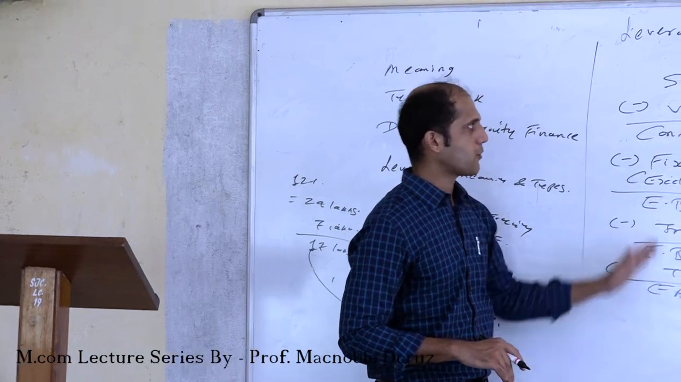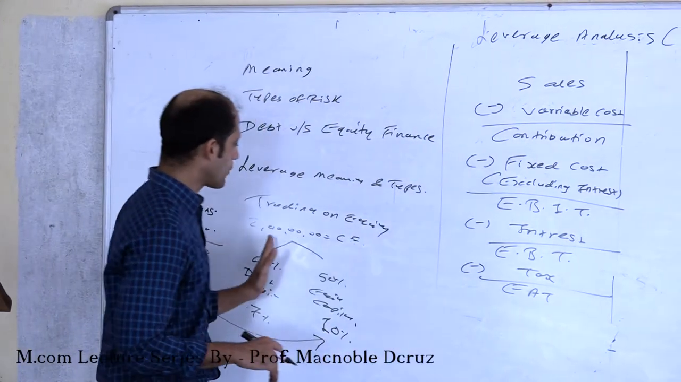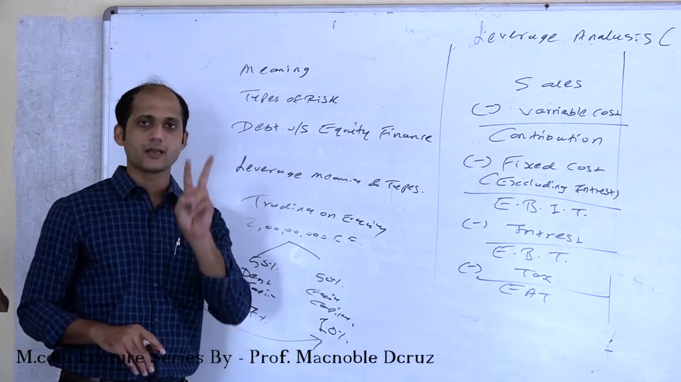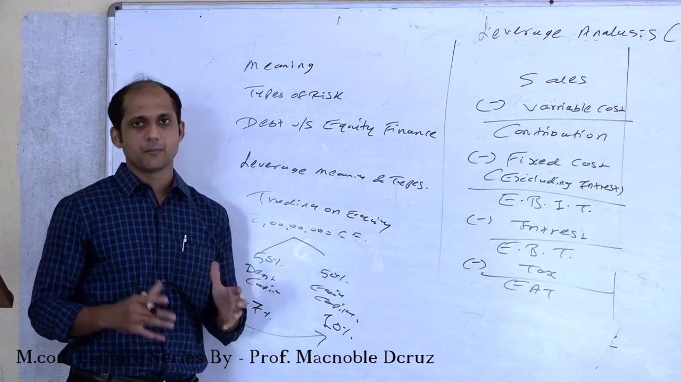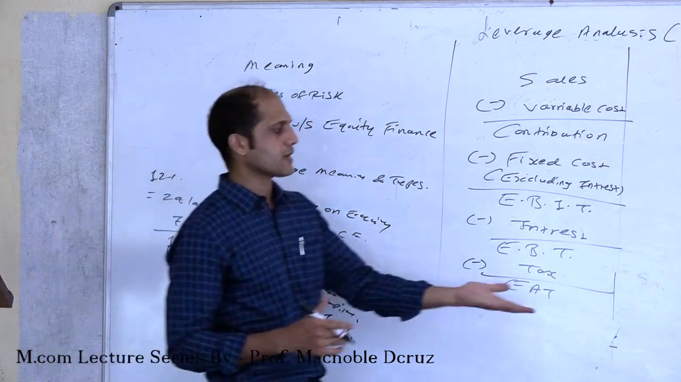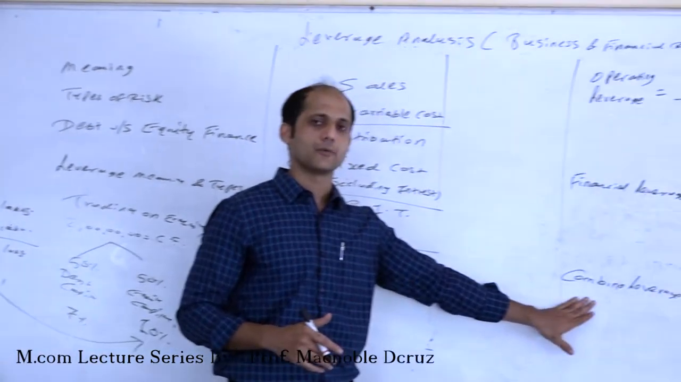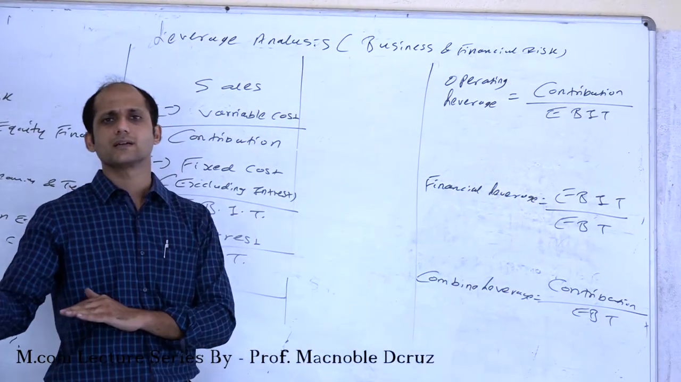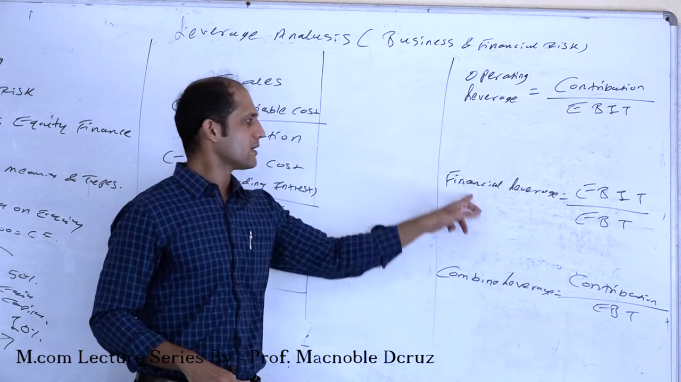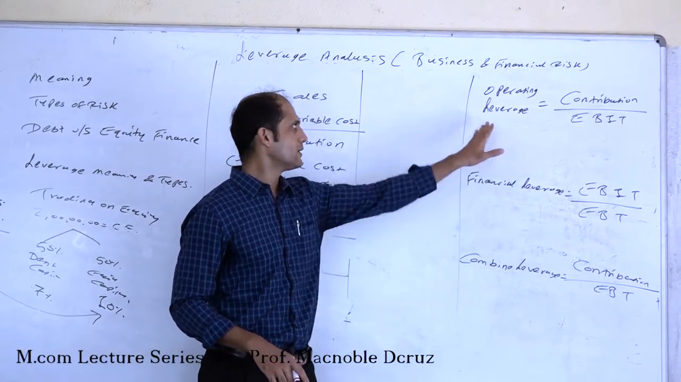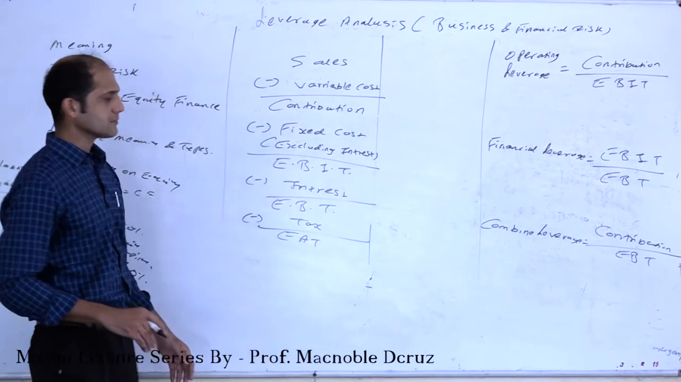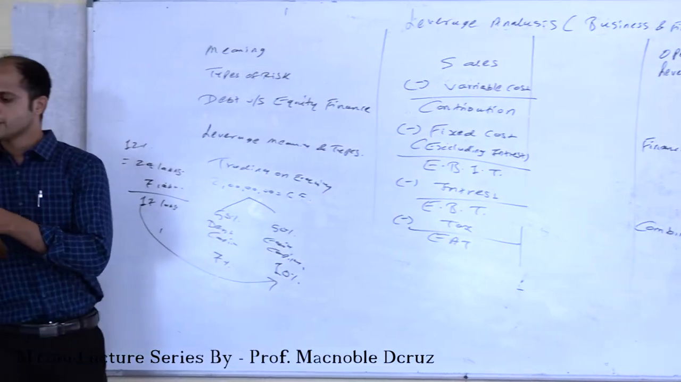So I have prepared here the format for calculation of average. Now, how many types of average are there? Here only two types of average are there: operating average and finance average. But with their combination, one more average is calculated, that is the combined average. Combined average is not something separate; it is formed from the combination of these two. So mainly there are two averages, operating and finance. Now we will solve one problem.